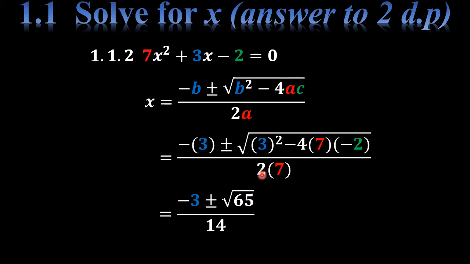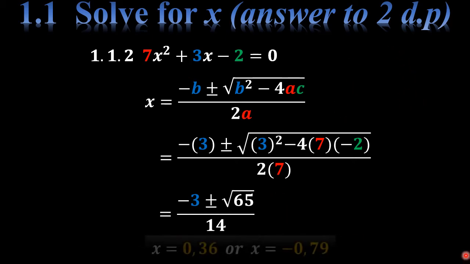And in the denominator, you have your 2 times 7, which is 14. Then now you can use a calculator. But remember, you must round off your answer to 2 decimal places. 2 decimal places means you must have 2 numbers after the comma. So the second number is determined by the third number. If the third number is greater than 4, then you add 1 to the second number.